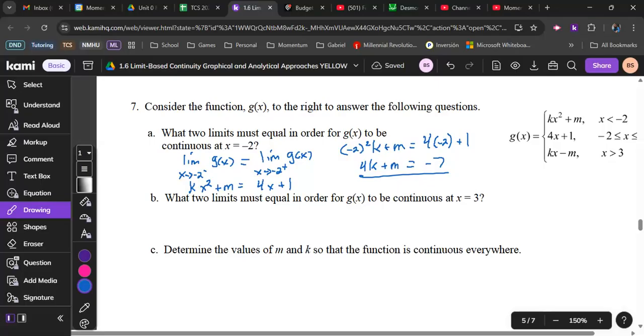Second one, continuous at 3, means I want the limit as x approaches 3 from the left of g of x, and I need that one to be equal to the limit as x approaches 3 from the right of g of x.